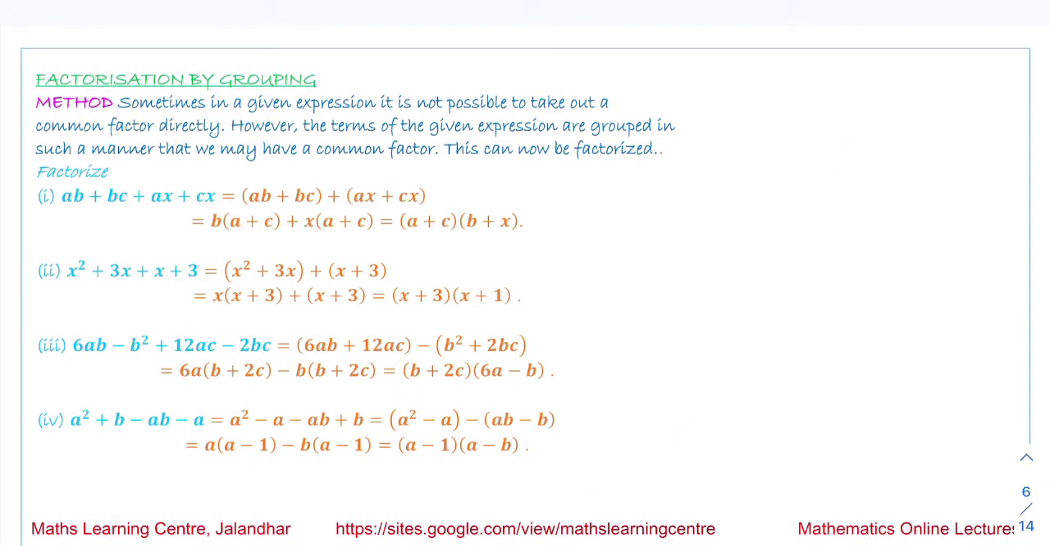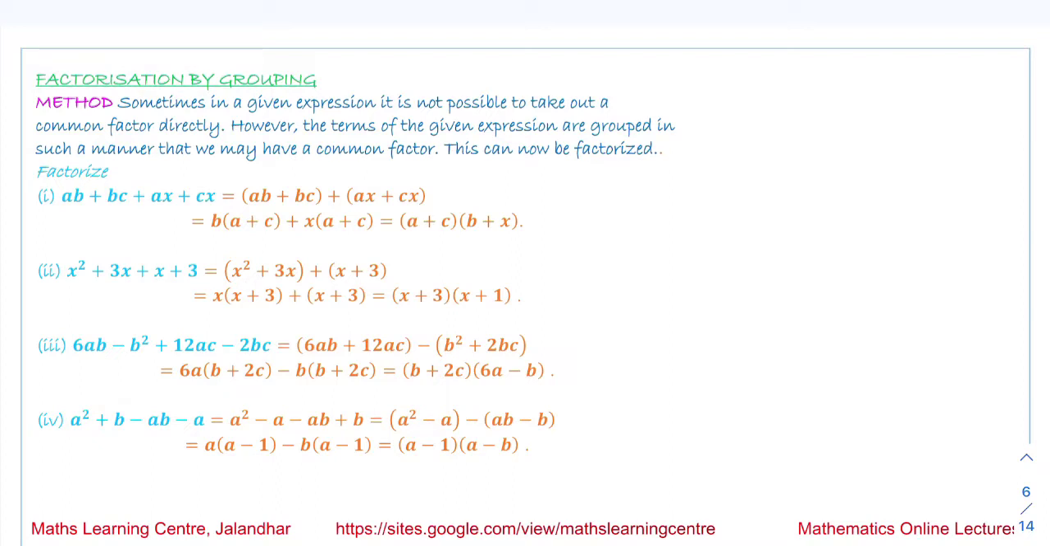Now the next method we have is factorization by grouping. In the last method we saw that we can take the common factors, but sometimes we cannot directly take the common factors. We have to group some terms and then take out the common factor. So in this method we are going to see how to perform this kind of operation.